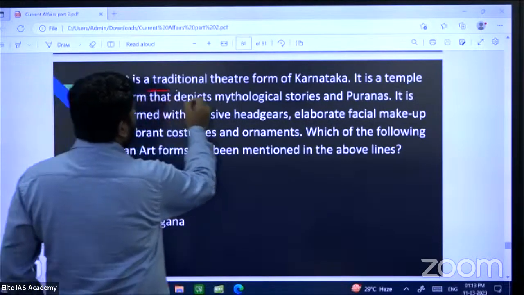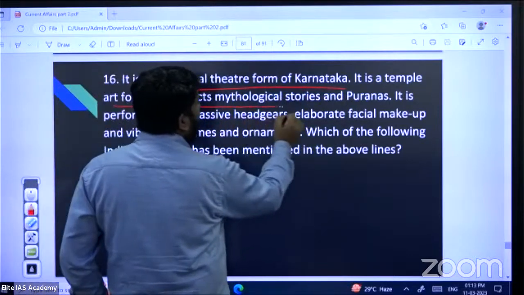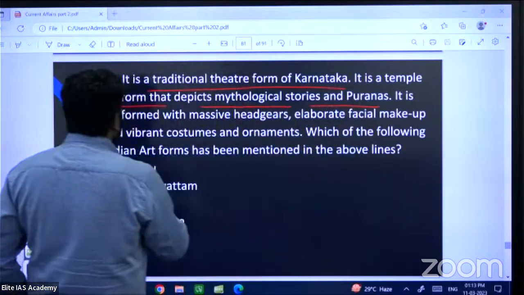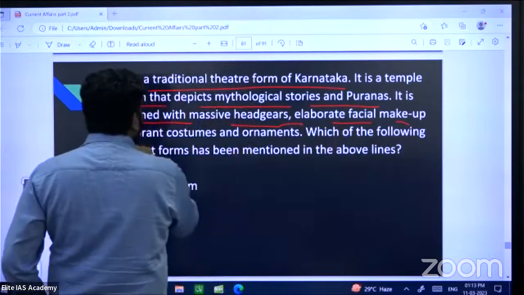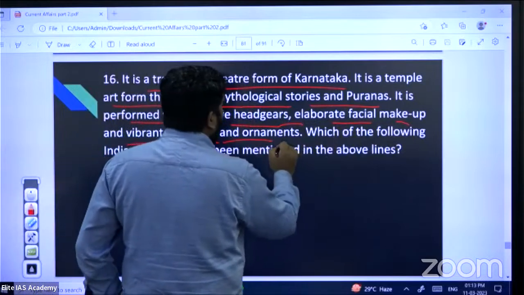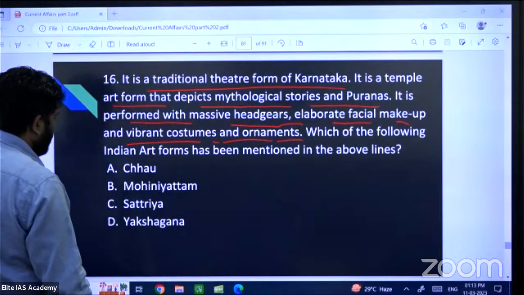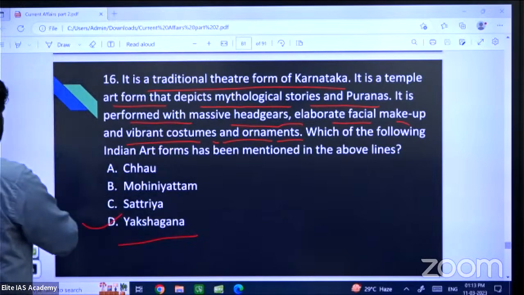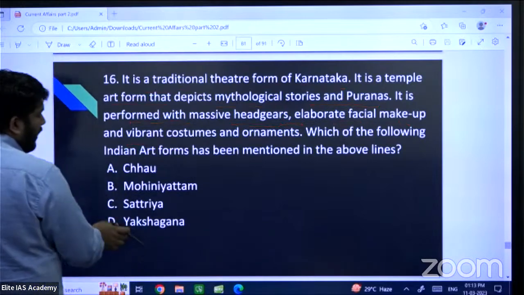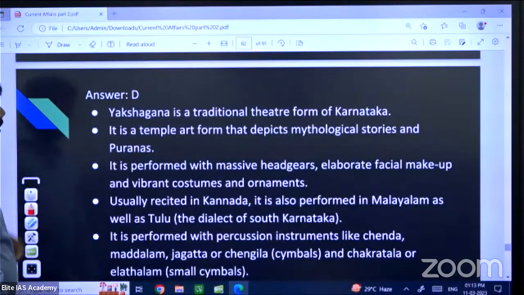It is a traditional theater form in Karnataka. First, it is an art that depicts mythological stories of Purana. Second feature, performed with massive headgears, elaborate facial makeup, and vibrant costumes and ornaments. So the option asked here is, it is related to which? So Yakshagana is the correct one, that is D. The question is related to art and culture, and the correct option is Yakshagana.